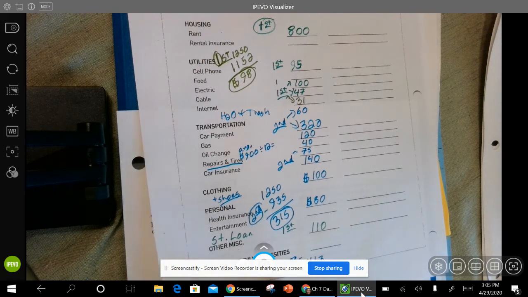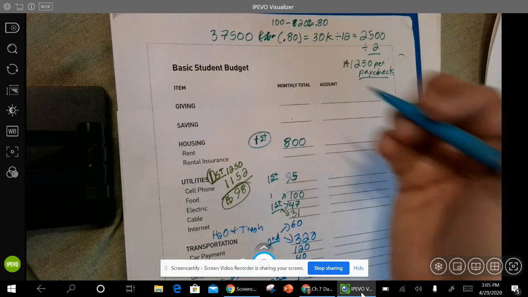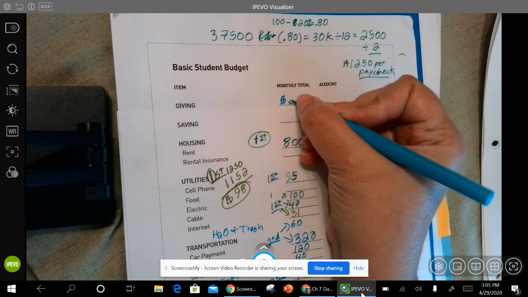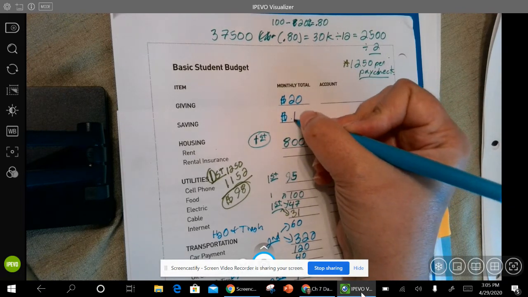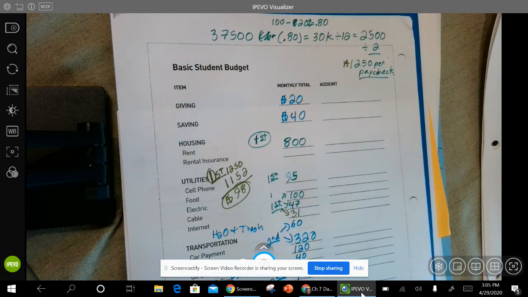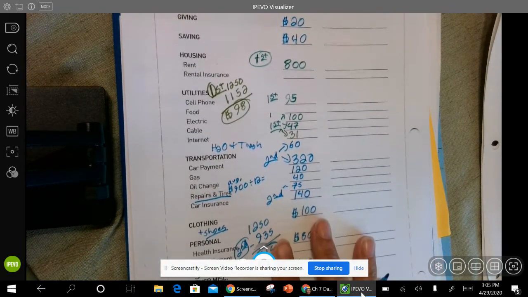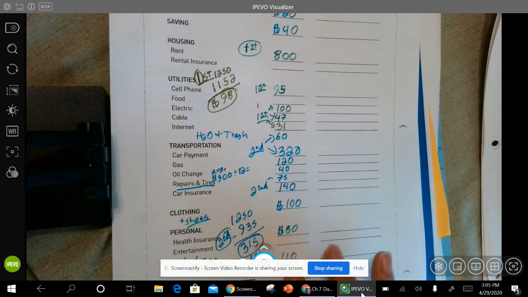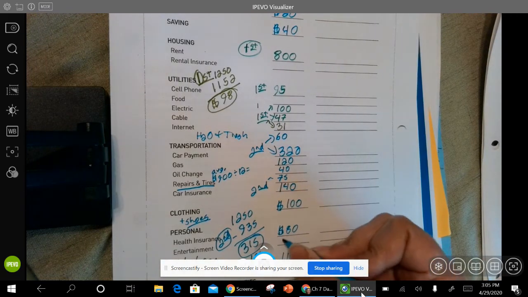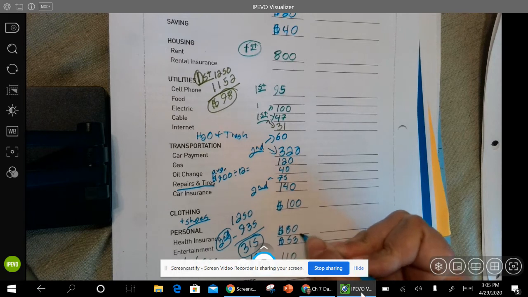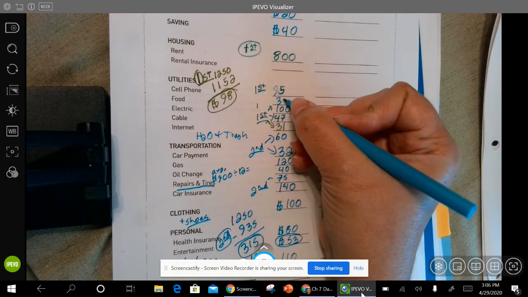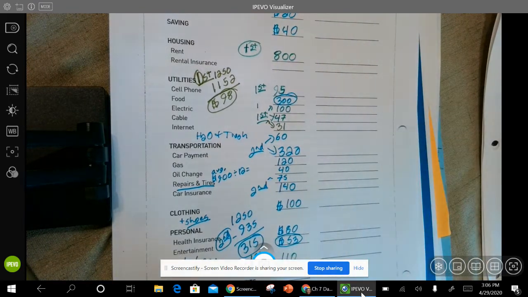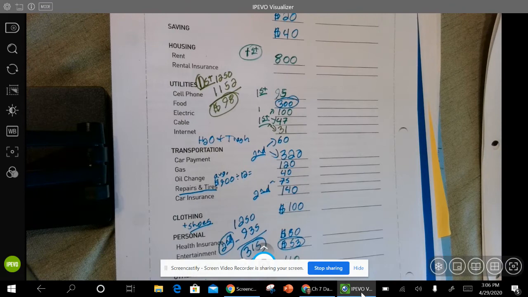Okay, but you definitely want to put some in giving. So let's say that you're giving like $20 a month. Savings, let's say you're putting at least $40 a month. And let's say you're really good about budgeting and making your own food, so then you'd have at least $53 left. Okay, and then food is going to be $300 for the month. Okay, so not a lot, everybody.